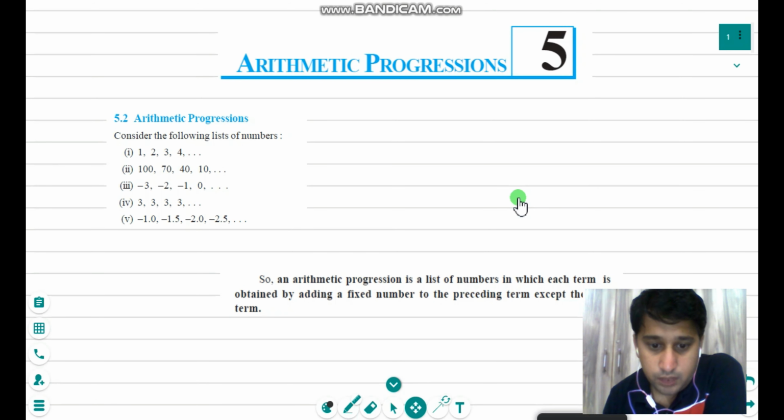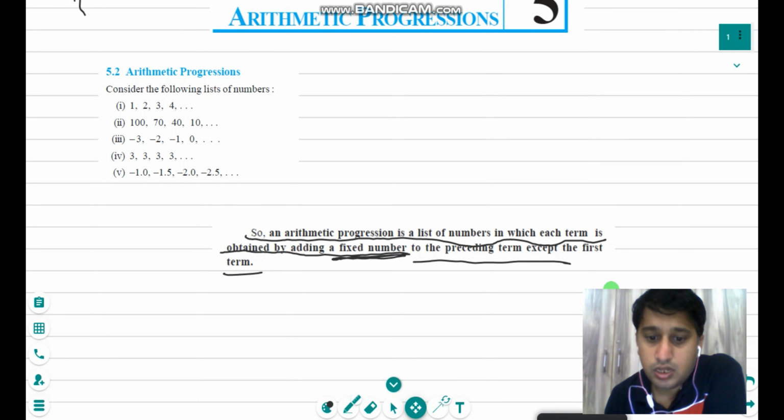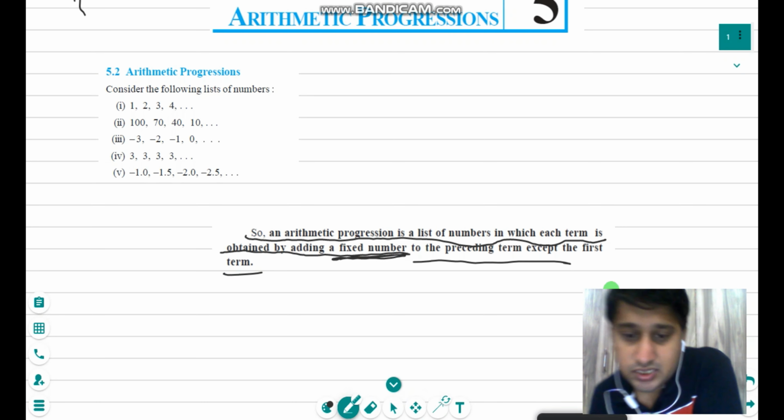So first of all, going by the definition of arithmetic progression, what is written over here is that an arithmetic progression is a list of numbers in which each term is obtained by adding a fixed number. This is very important. A fixed number to the preceding term except the first term. This is the first term. Now what does it mean?